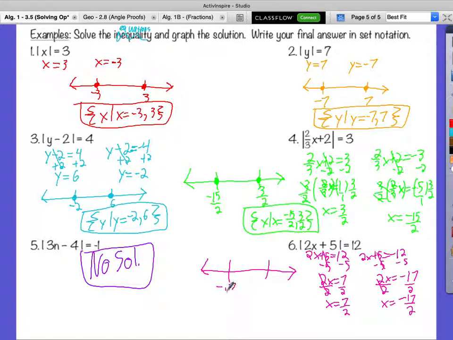Yep, negative 17 over 2 is on the left, that's the first number. And then 7 over 2. It's okay, we can leave this as a fraction. If we leave it as a fraction, they're closed circles, right? They are closed circles. And do you have any arrows? No. Now we do our set notation: x is equal to negative 17 over 2, comma, 7 over 2. Okay.